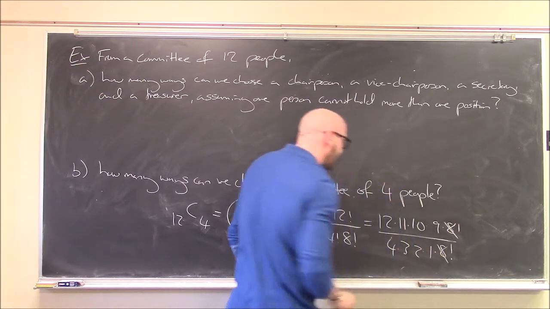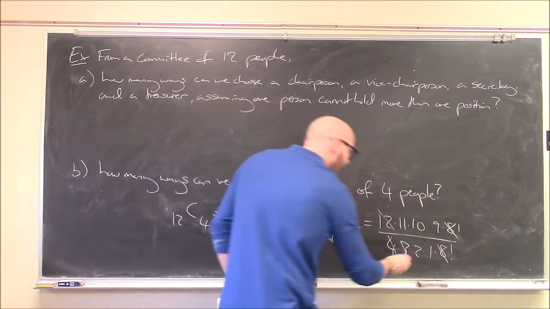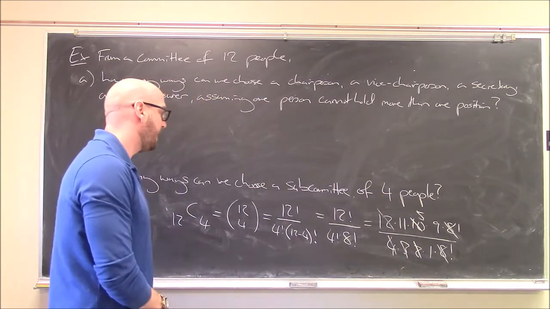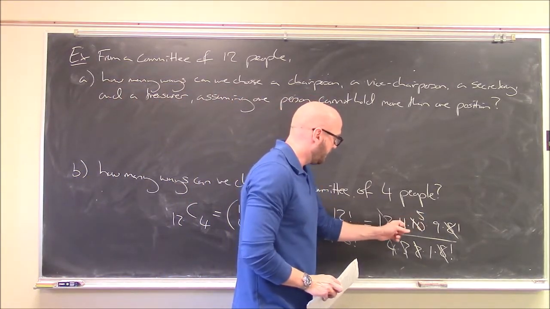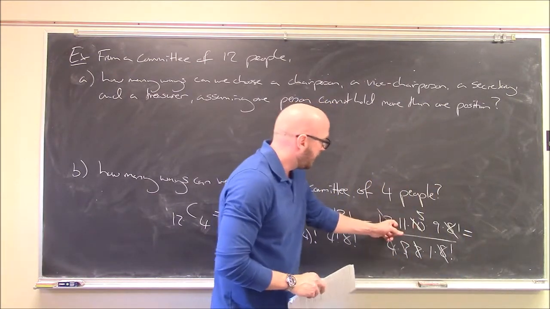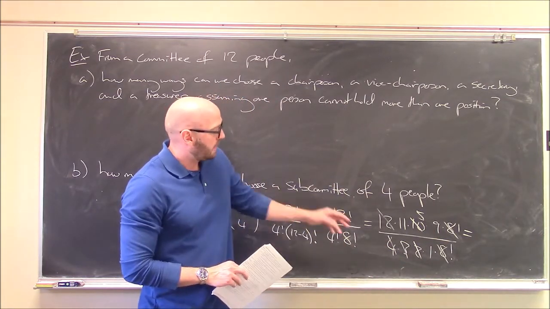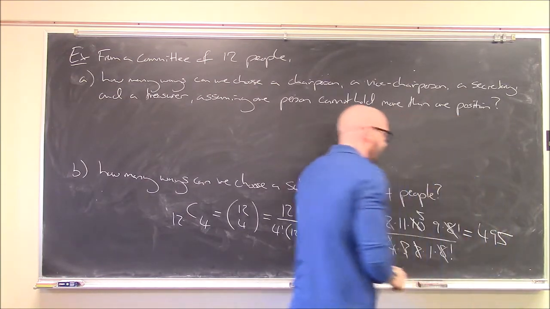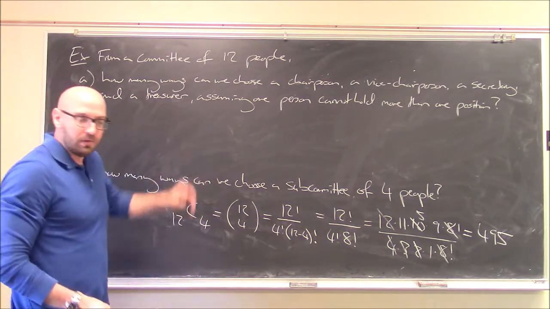The 8 factorials cancel. 4 times 3 is 12, that cancels with the 12. 2 cancels with the 10, and I'm left with 5. And what am I left with? I'm left with 5 times 11 times 9. So that's 55 times 9. 55 times 10 is 550, so 55 times 9 is 495. 495 different ways to choose 4 people from 12.